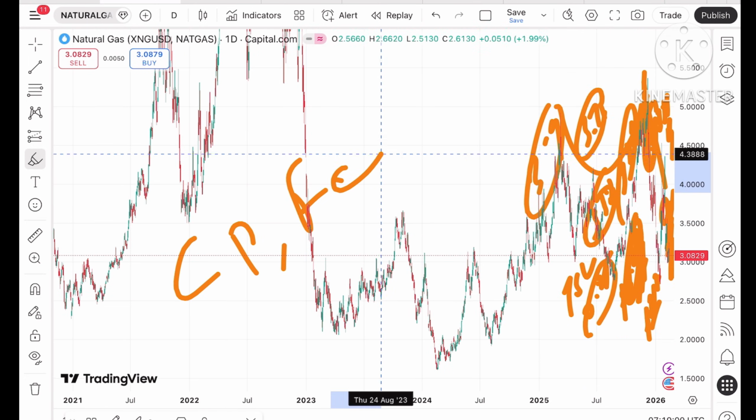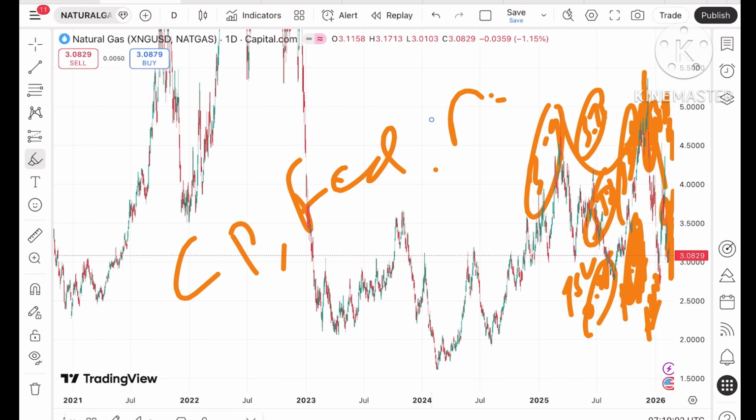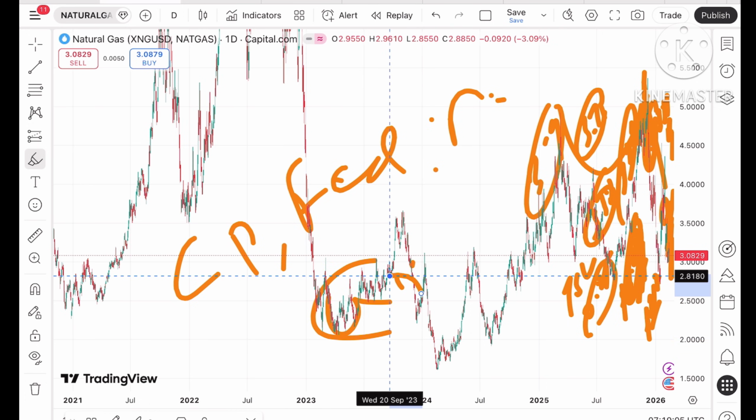CPI data, Fed rate expectations, okay, as well as geopolitical tensions are there which can affect the price of natural gas.